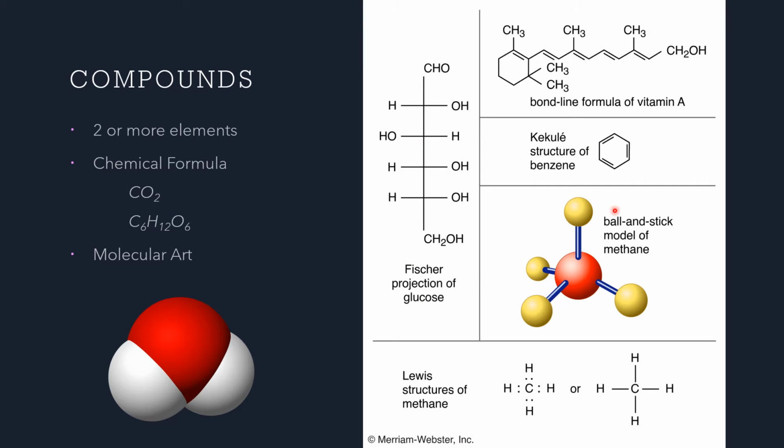We've got some other options over here. We've got a Fischer projection of glucose. We have a bond line formula of vitamin A. We've got the Kekulé structure for benzene. We've got a ball and stick model of methane. We've got Lewis structures. We've got all different types of ways that we can show compounds and show what they look like and how the atoms are connected or bonded together.